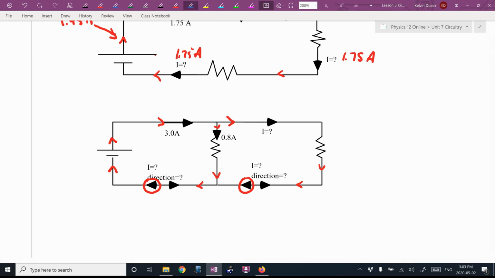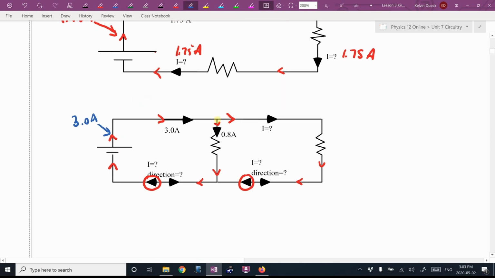Now let's ski. How many amps do I have right here? Right here, I have 3 amps. So 3.0 amps. How many amps do I have leaving the battery? Well, for what it's worth, I would have 3.0 amps because there are no junctions between this 3 amps and the battery. But there is a junction right here. 0.8 amps went down this way. That must mean that 2.2 amps went that way, because the amount of current flowing in, 3 amps, has to equal the amount of current flowing out, 3 amps.